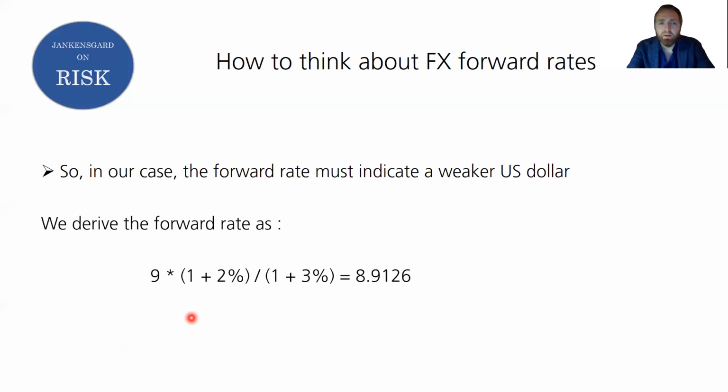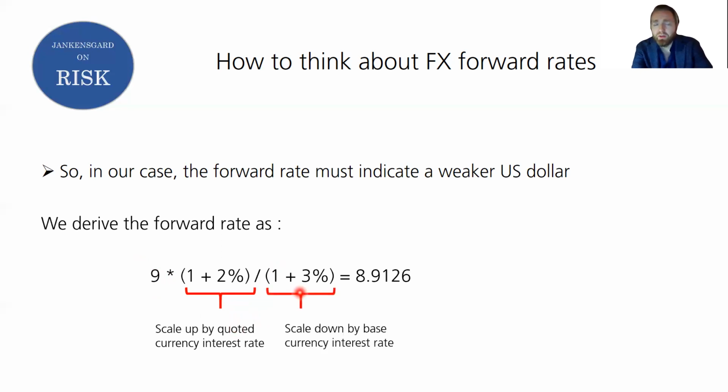So we try that, and we derive the forward rate in the following way, where we scale it up. Here's the spot rate, and then we scale it up by the quoted currency interest rate. That's the Swedish krona interest rate, right? And we scale it down by the base currency interest rate, the one we get in the US. The net effect of that will be a weaker dollar, because it now only takes 8.9-something Swedish krona to buy $1. So that implies a weaker dollar, which is what we intended. This is consistent with the idea that the country with the higher interest rate needs to see its currency weaken. We managed to obtain that here.